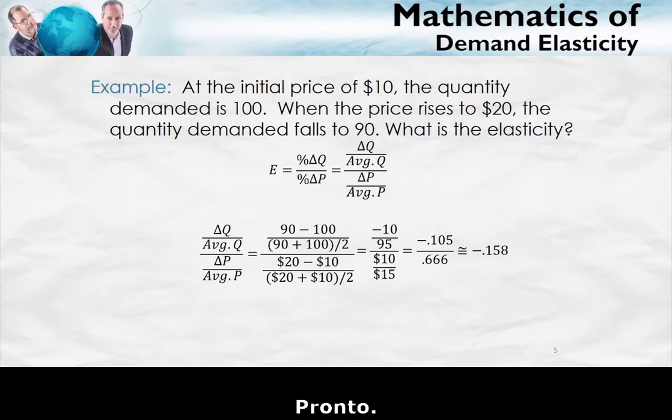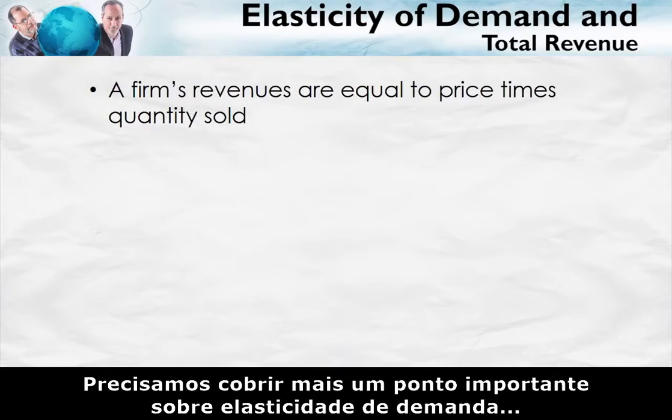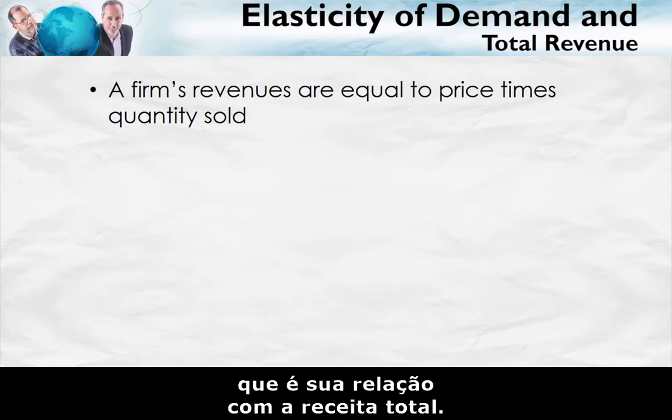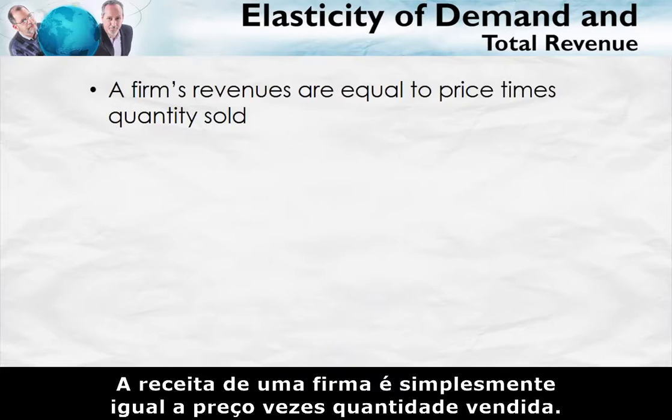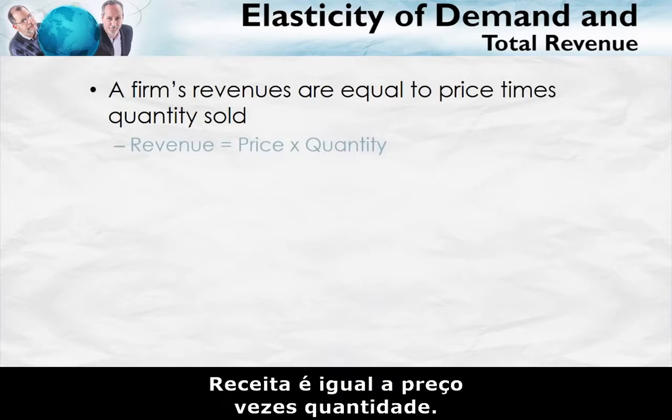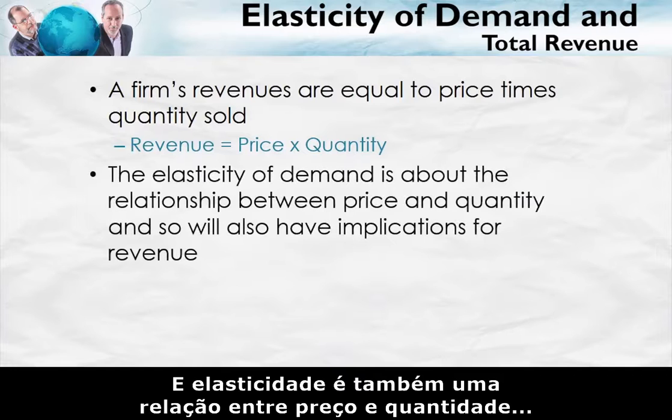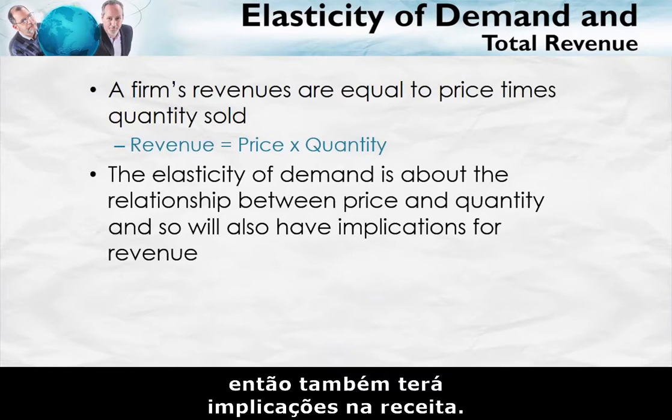There you go. We need to cover one more important point about the elasticity of demand, and that is its relationship to total revenue. So a firm's revenues are very simply equal to price times quantity sold. Revenue is equal to price times quantity. Now, elasticity is all about the relationship between price and quantity. And so it's also going to have implications for revenue.